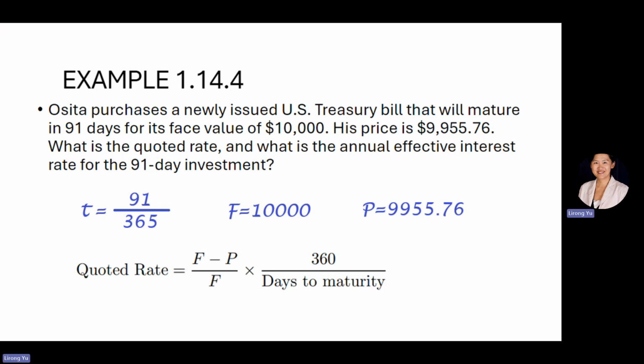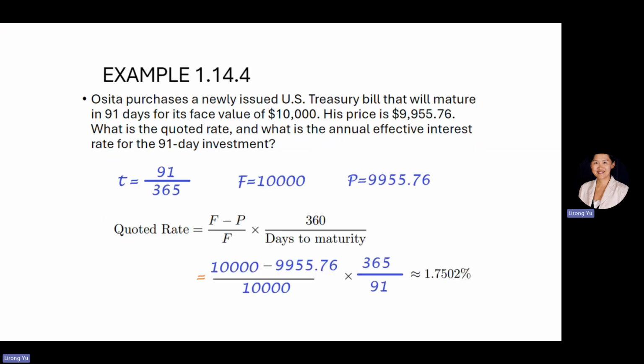Any question? So the blue numbers are what's identified from the question itself. And then you realize, based on what we have, what formula to apply, and we will be able to calculate a quoted rate, which ends up being 1.75% roughly. All right, that's the answer for the first question. What is a quoted rate? So this is the calculation for the quoted rate.